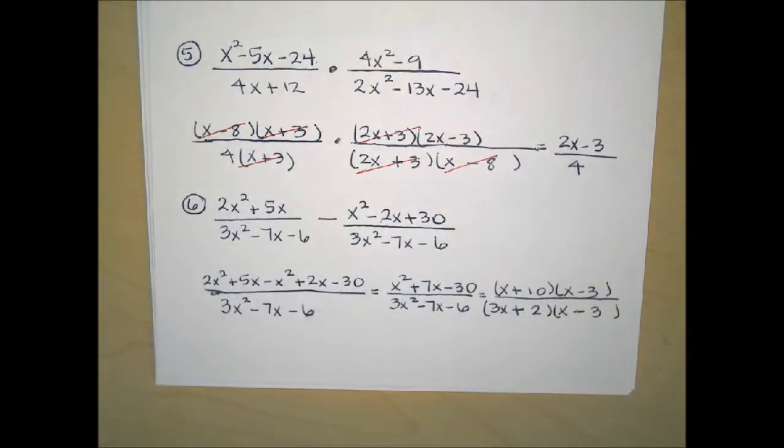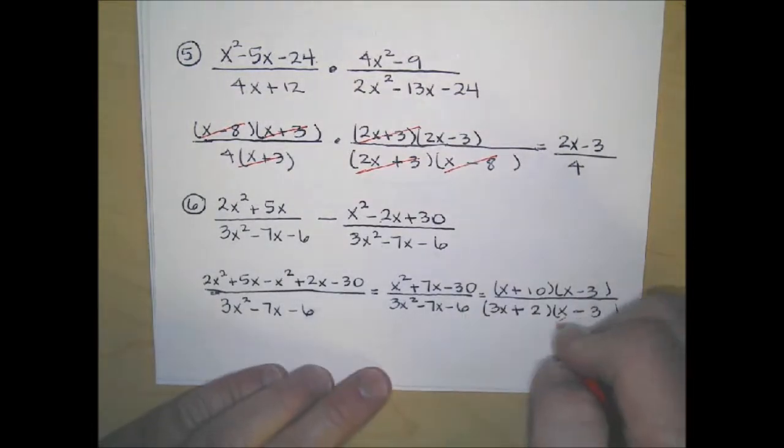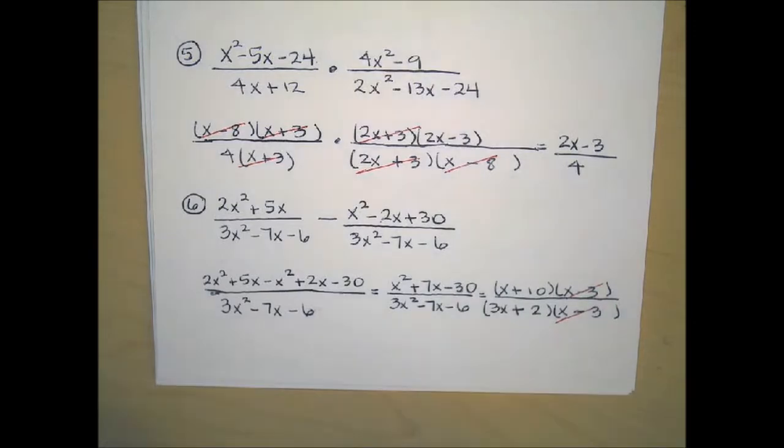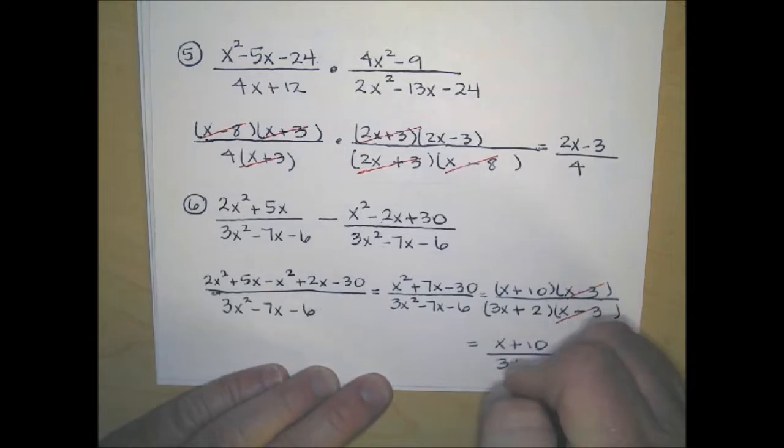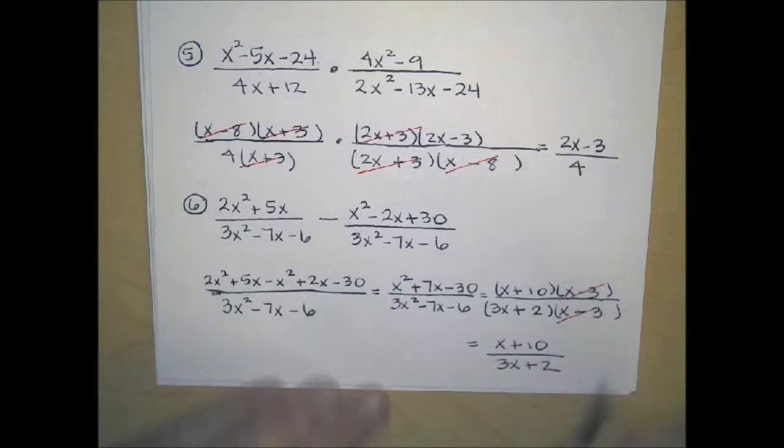So now my problem is in its fully factored form. Now I can just cancel those two x minus 3's, and that's my answer. x plus 10 over 3x plus 2.